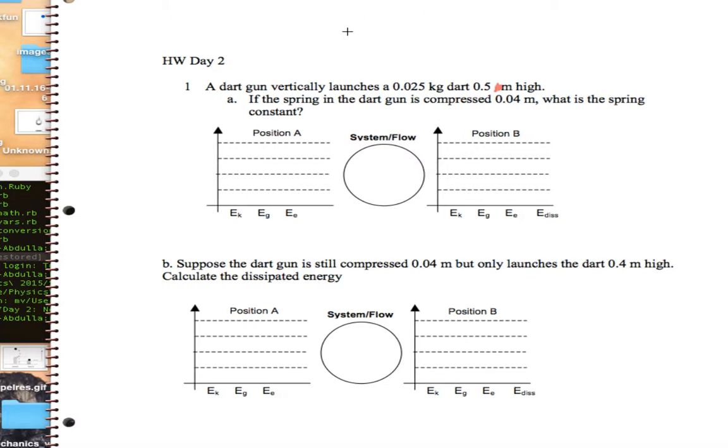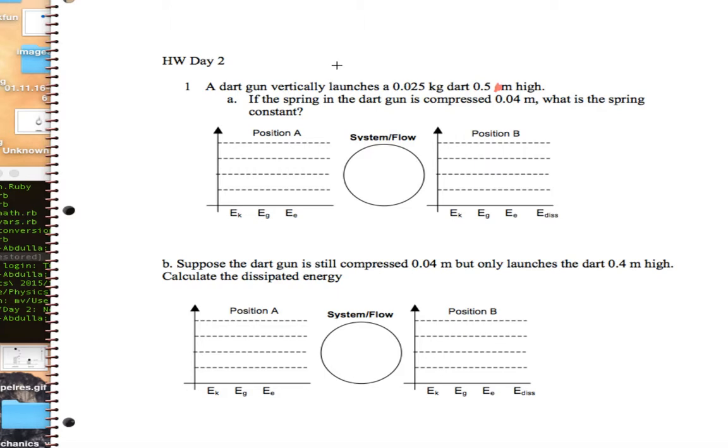So we're going to be covering work, energy, and conservation of energy, and then we're also going to be covering momentum and impulse. So we have a dart gun that vertically launches a dart 0.5 meters high. If the spring in the dart gun is compressed 0.04 meters, what is the spring constant?